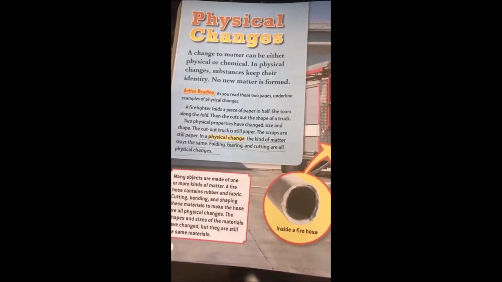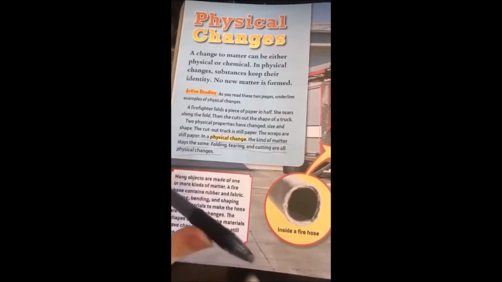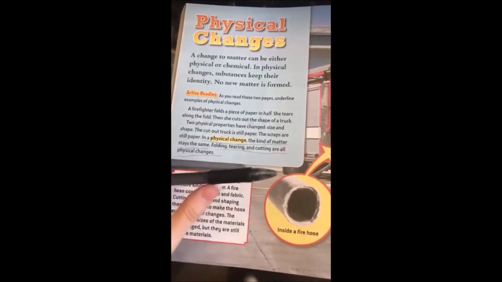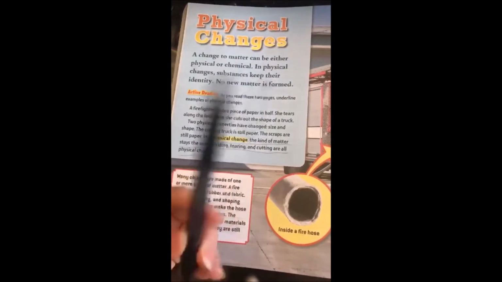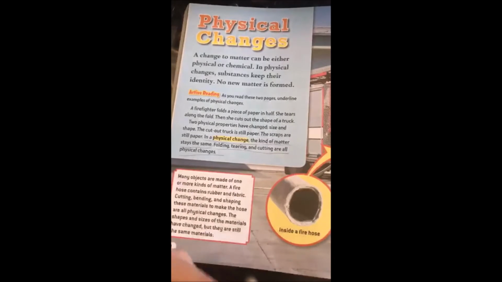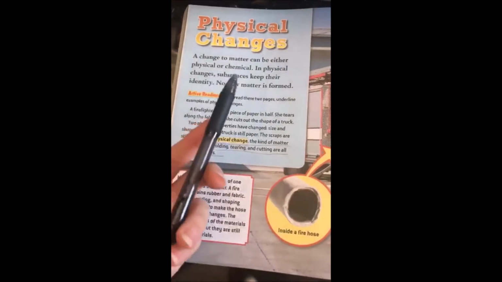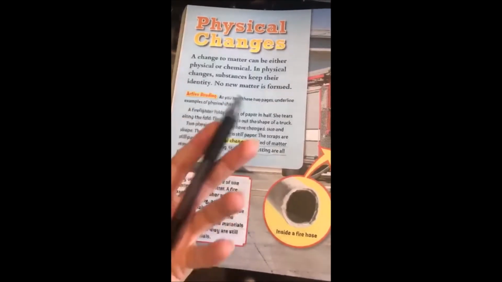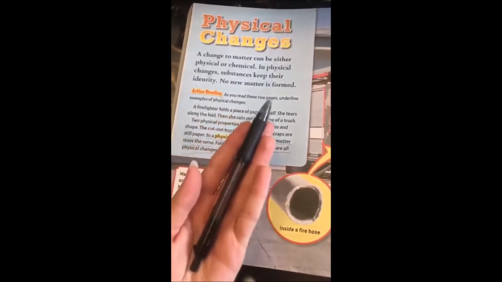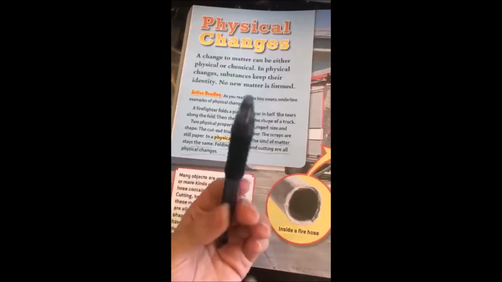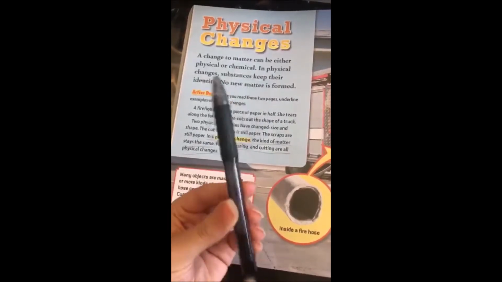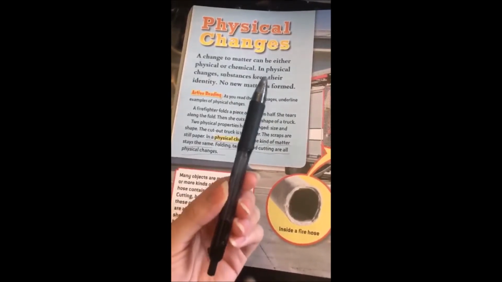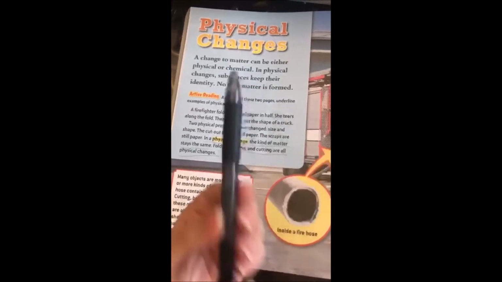If I have this pen over here, if I break it into two pieces, it's going to stay the same. It's going to stay a pen. It's not going to become an eraser or a sharpener. It's just going to be a broken pen. But it means that the physical change, how it looks, is going to change. It's not going to be the same anymore, but it's going to be the same thing.